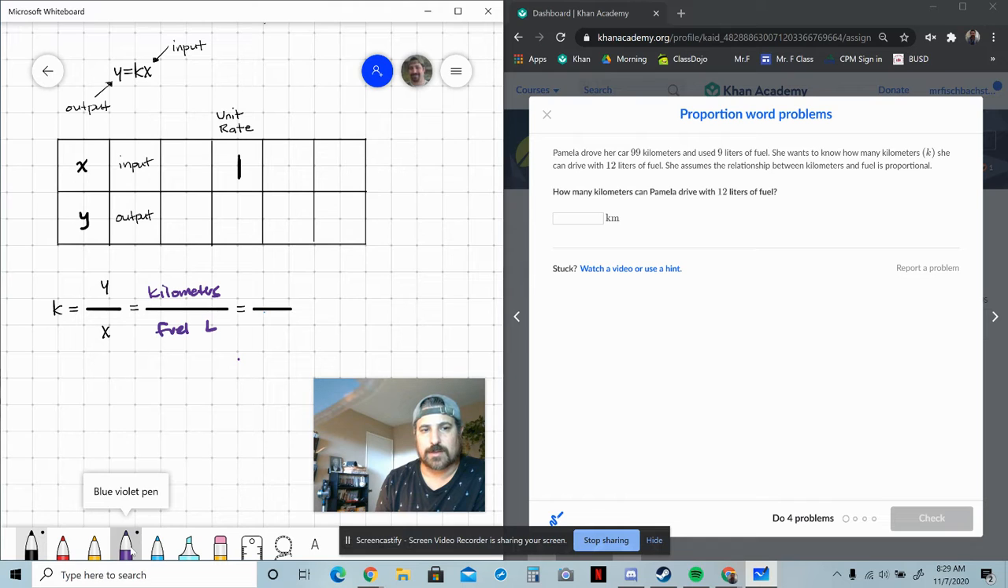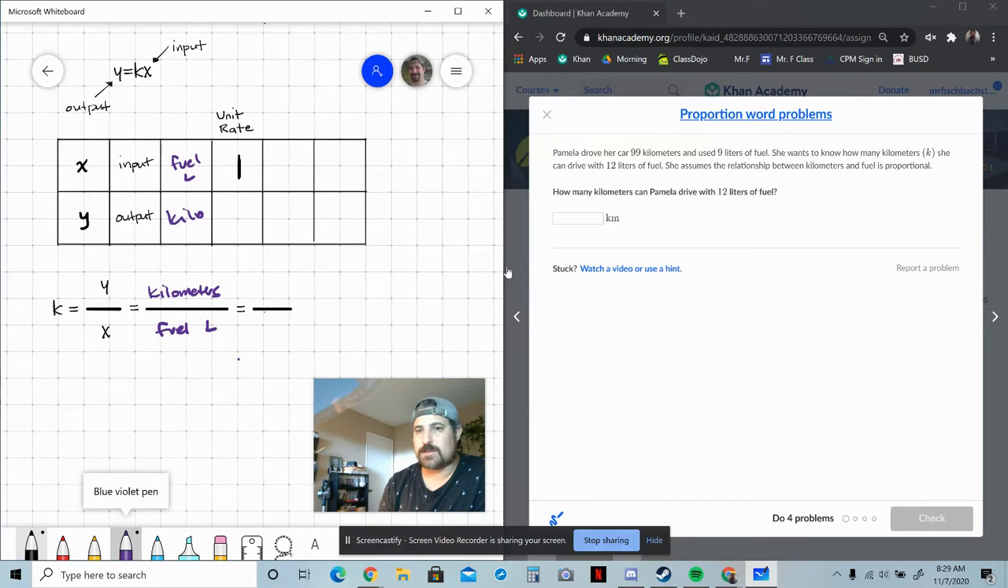So remember, your input then is going to be the fuel, right? You're going to put the liters of fuel. And your output is going to be the kilometers. Okay, so now that we understand what our categories are, our unit rate would be where x is 1, right? Where input is 1. In other words, how many kilometers you can travel for 1 liter of fuel.